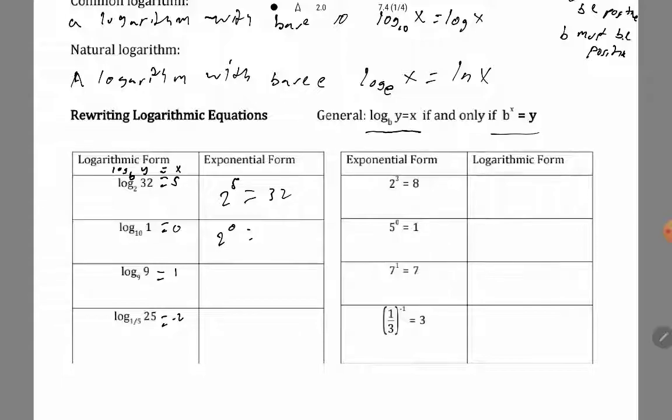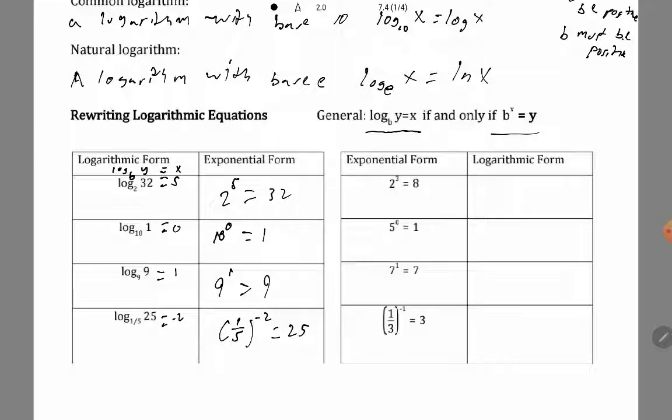2 to the 0 equals 1. Oh, sorry, this was 10. Okay, so this is base 10 to the 0th power equals 1. 9 to the 1st equals 9. And then 1/5 to the negative 2nd equals 25. Okay. So that's from switching from log to exponential.